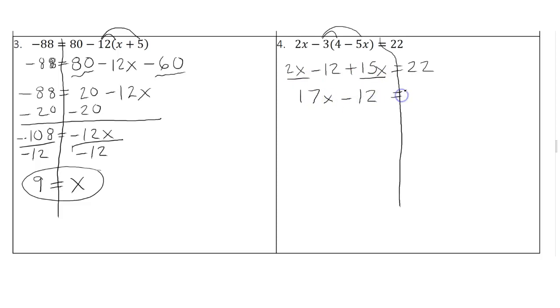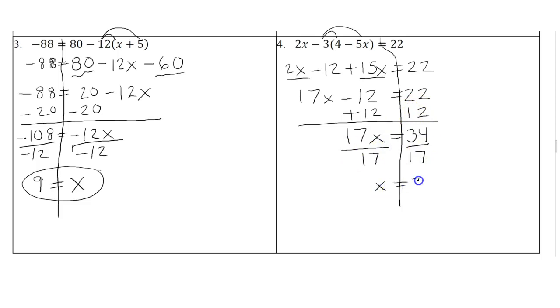Minus 12 equals 22. Now add 12 to both sides of the equation. This gives us 17x equals 34. Now divide both sides by 17, giving us our solution, x equals 2. Please refer back to these notes often as you complete your homework.